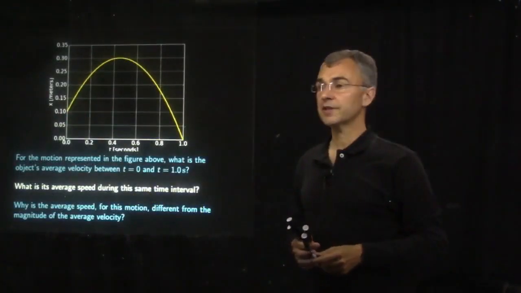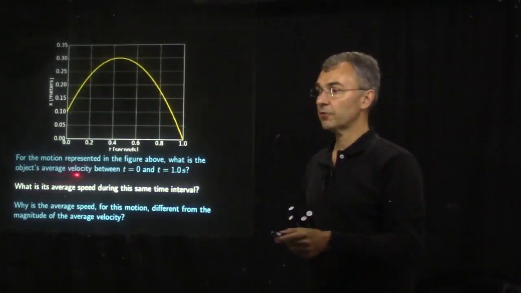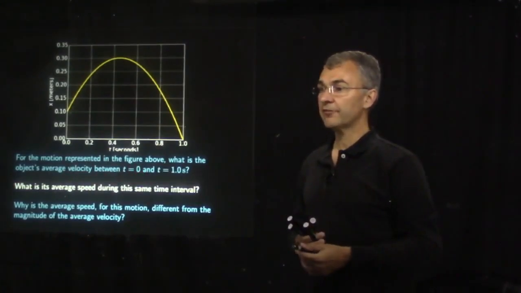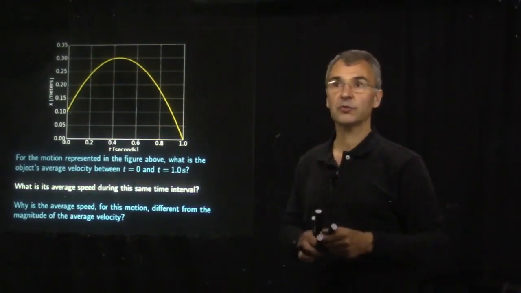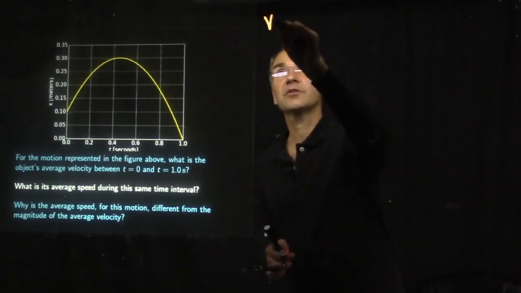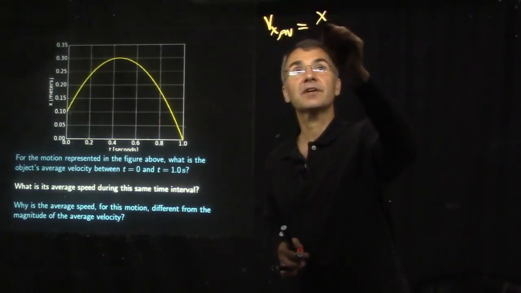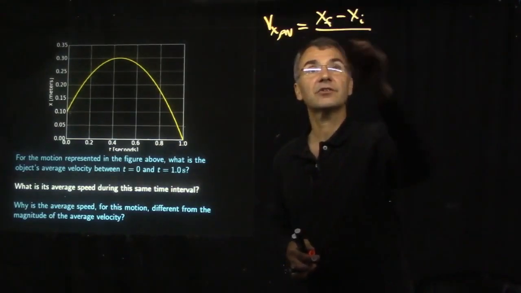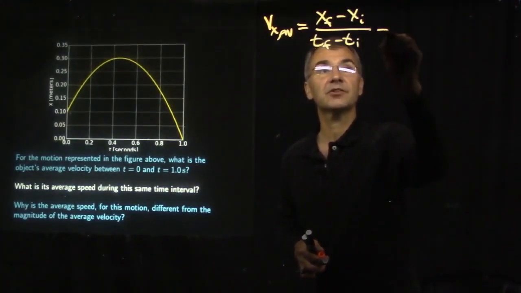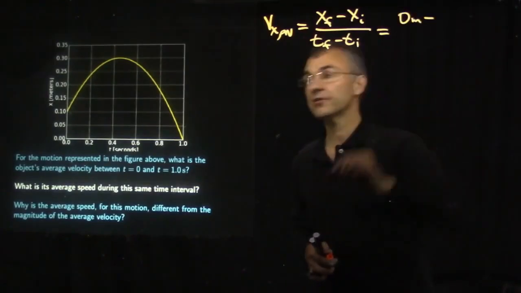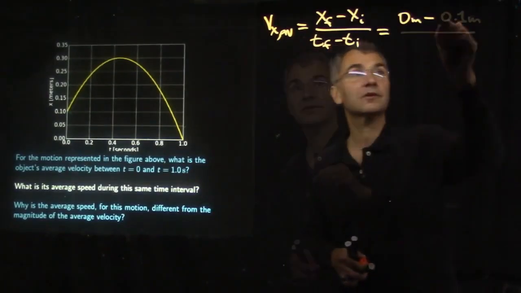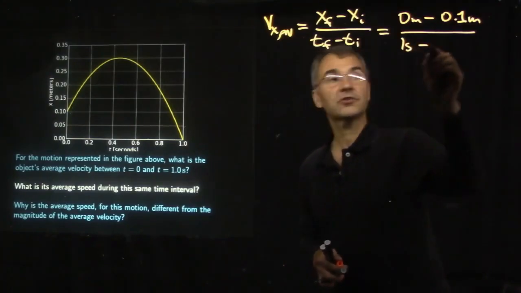Here's the same curve again. We have a different set of questions. So for this motion represented in this figure, what is the object's average velocity between t equals 0 and t equals 1 second? Well, let's just look at the x component. So vx average is x final minus x initial divided by t final minus t initial. X final is 0, x initial is 0.1 meter, t final is 1 second, t initial is 0 seconds.